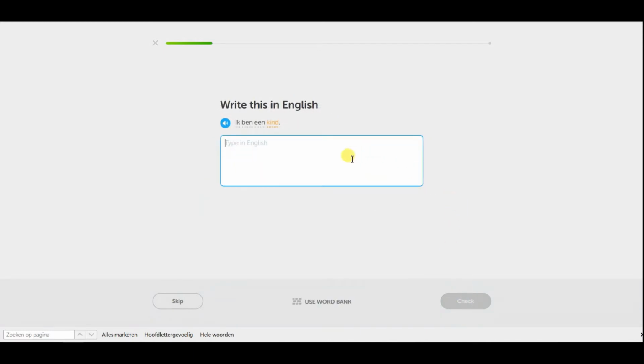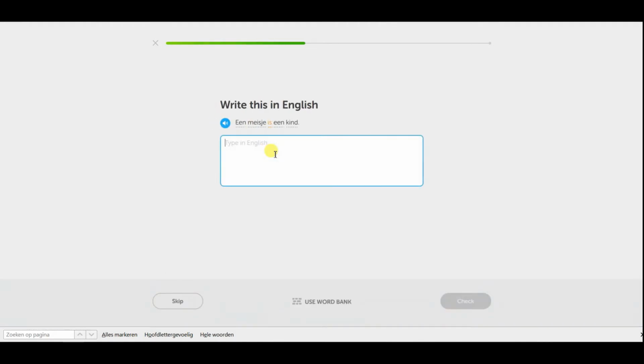Ik ben een kind. I am a child. Word for word, the grammar is just the same as English. So, I am a child. Ik ben een kind. Een man of een vrouw? A man or a woman. Een man of een vrouw.